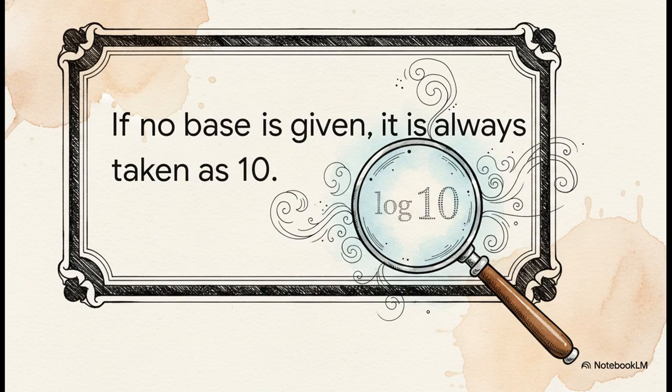Because base 10 is everywhere, our source text notes a really helpful standard shortcut. It basically says, if no base is given, the base is always taken as 10. These are known as common logarithms. So if you're working a problem and you just see the text log 100, you can assume there is an invisible 10 sitting right at the bottom. It's automatically asking 10 to what power equals 100. And well, since 10 squared is 100, log 100 is simply 2.